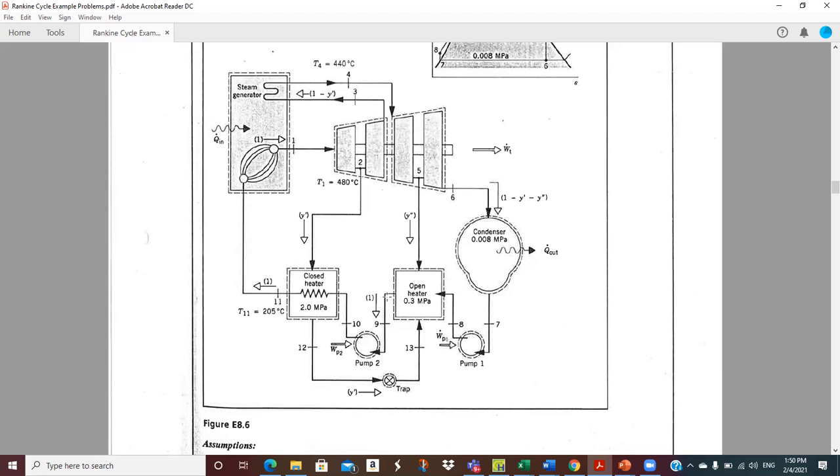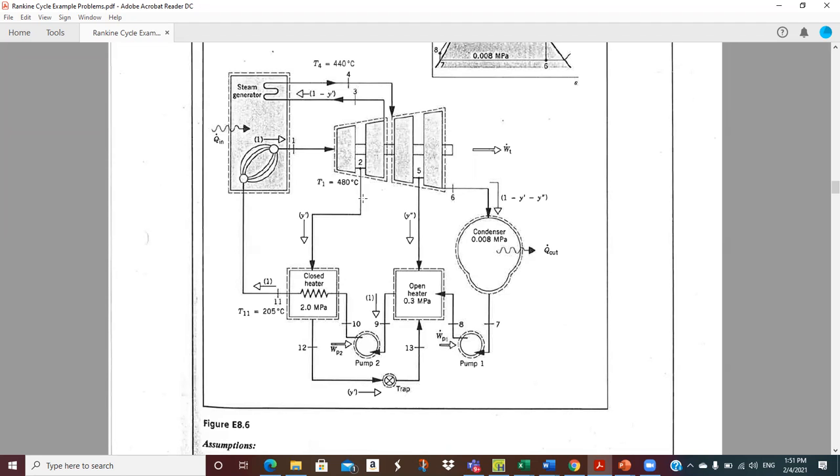And this puts all the flow back together, because I've got 1 minus y prime minus y double prime coming in at 8, and I've got y double prime coming in from the extraction, and I've got y prime being trapped back from the closed feed water heater. So this puts all the flow back together again. So I have full flow through pump number 2, through the closed heater and back into the boiler.